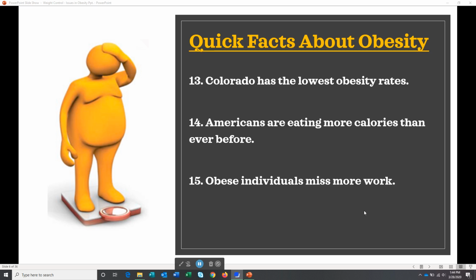Number 15, obese individuals miss more work. People who are overweight or obese miss about 56% more work days than people of normal weight. While normal weight employees miss an average of 3 days per year, overweight and obese individuals miss approximately 2 additional days.